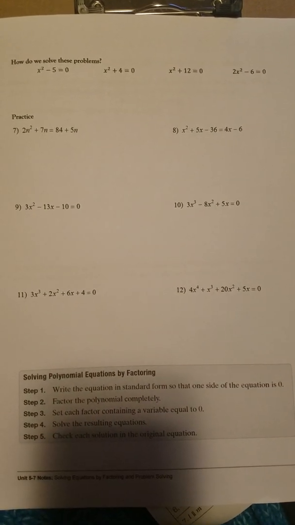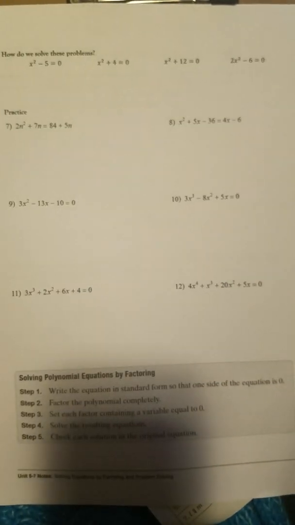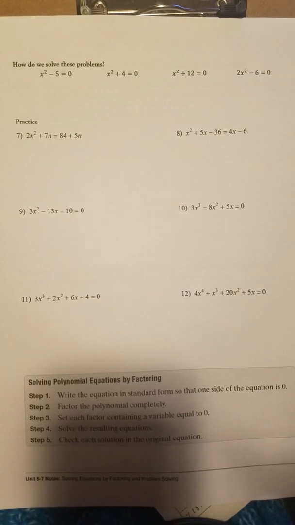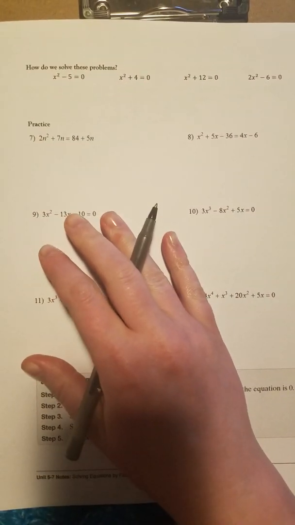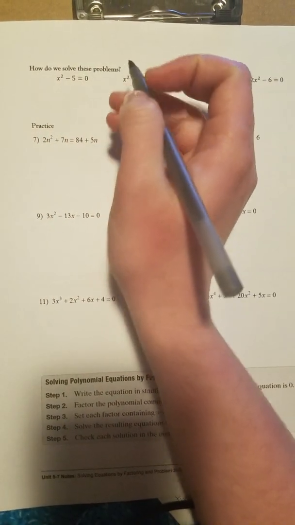Page, how do we solve these problems? We have x squared minus 5 equals 0, x squared plus 4 equals 0, x squared plus 12 equals 0, and 2x squared minus 6 equals 0. These ones are cool because we can just solve this by doing square roots.